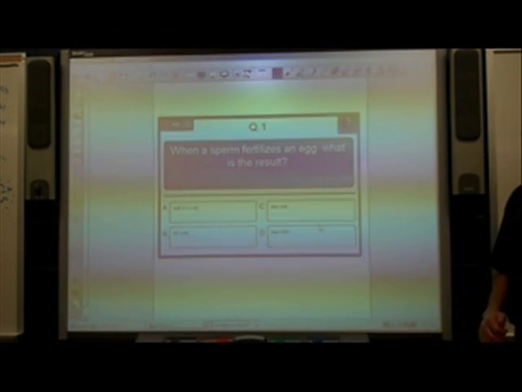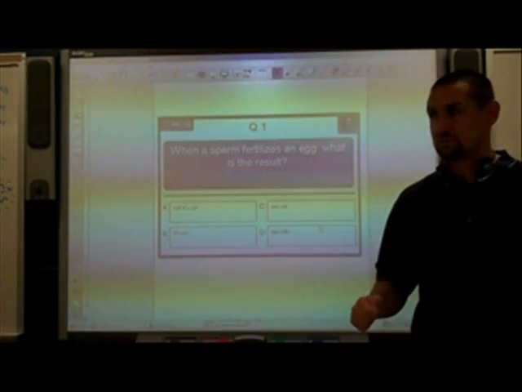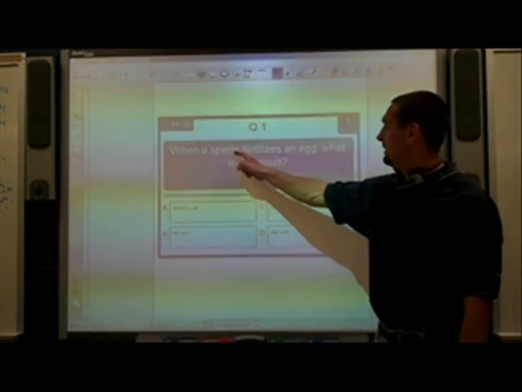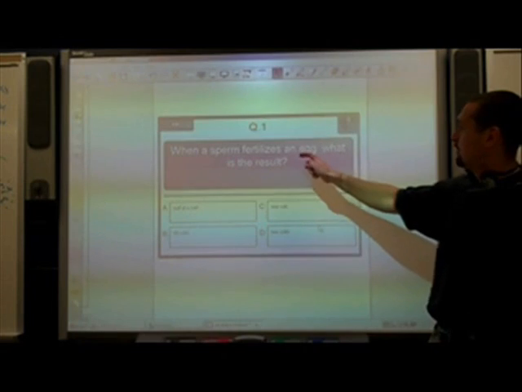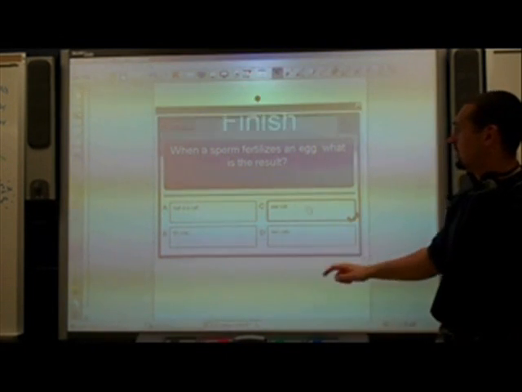When a sperm fertilizes an egg, what is the result? So we have a cell. Fertilization results in one cell.